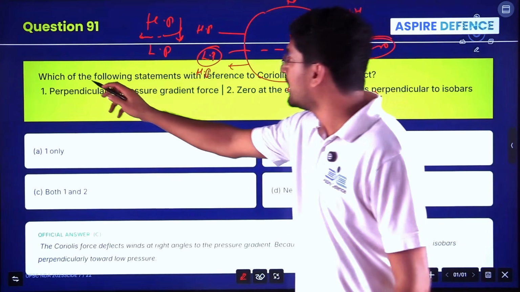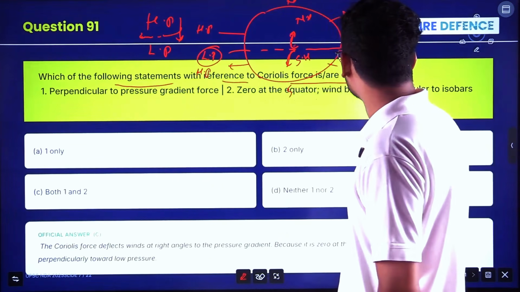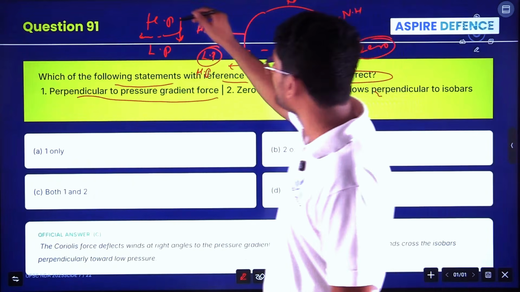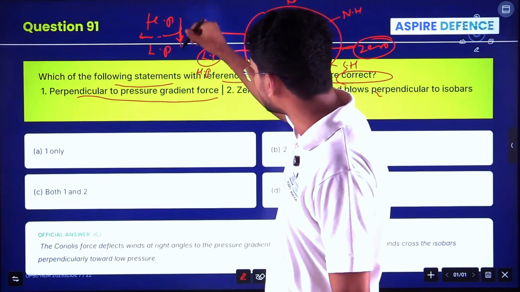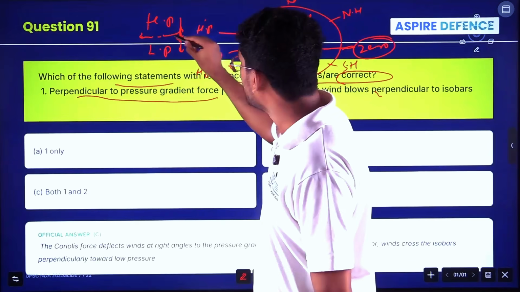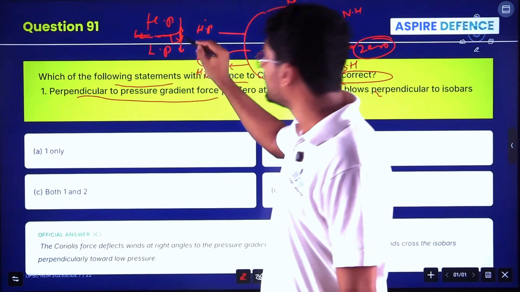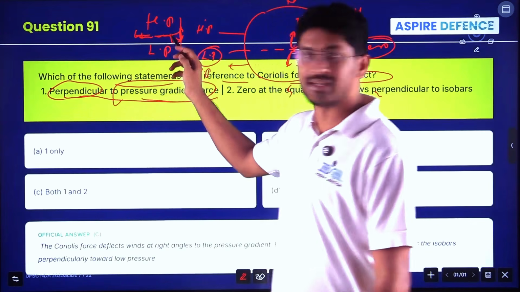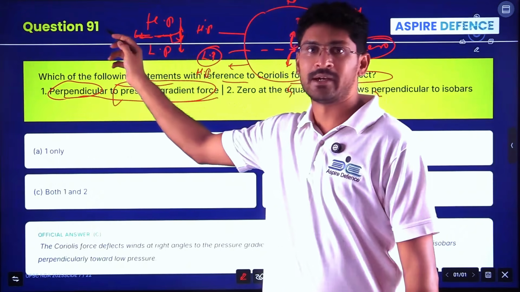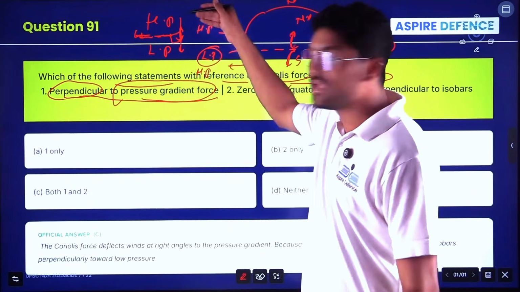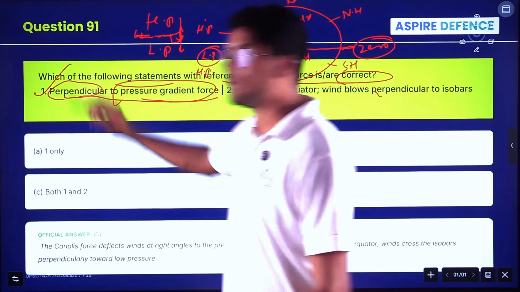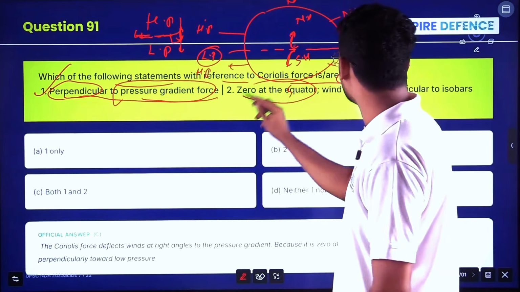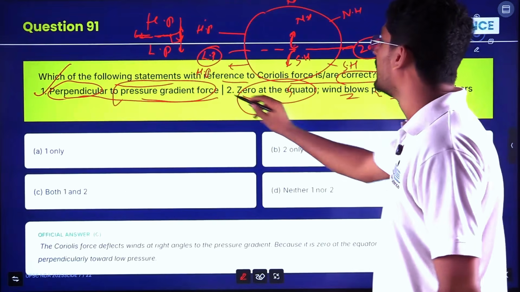So now see the statement. Which of the following statements with reference to Coriolis forces are correct? It is perpendicular to the pressure gradient force. Pressure gradient force is from high pressure to low pressure. See, it is moving like this, and Coriolis force will try to make it move right. So this is what? Perpendicular. It tends to move perpendicular to the pressure gradient force. Is it right? Yes, it tends to move perpendicular, making a 90-degree angle to the pressure gradient, high pressure to low pressure. It is zero at the equator and winds blow perpendicular to isobars.